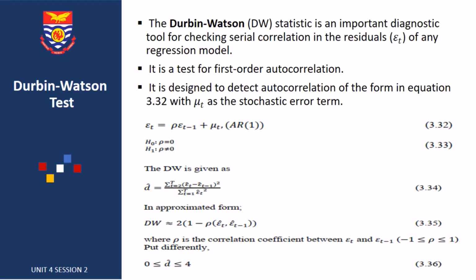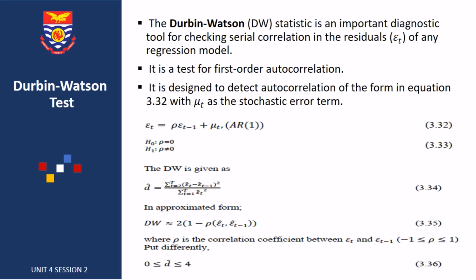The Durbin-Watson test, or the DW test. The Durbin-Watson statistical test is an important diagnostic tool for checking serial correlation in the residuals of any regression model. Earlier on we were finding serial correlation using plots, but here we are going to test for the existence of serial correlation or autocorrelation within our regression model by the use of the Durbin-Watson test. The Durbin-Watson test is a test for first order autocorrelation.